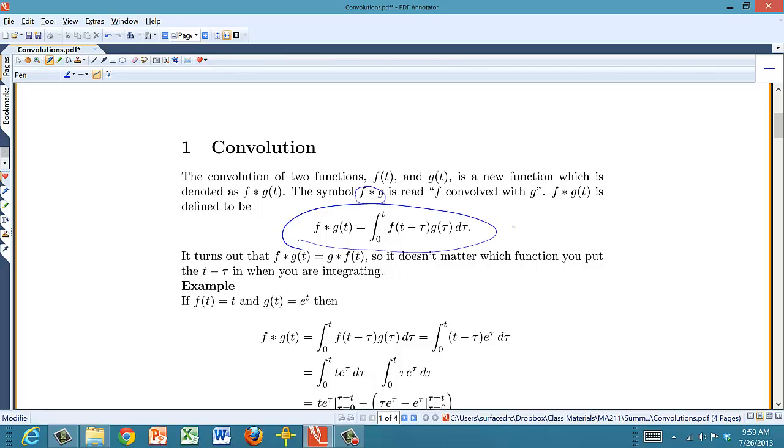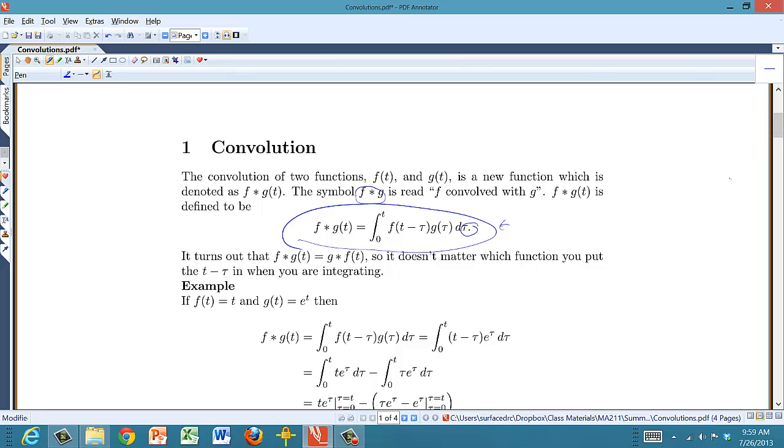And this definition here, again, that's how you calculate the convolution of two functions. So f convolved with g is this integral from 0 to t of f of t minus tau, g of tau, and the integration variable is tau, so you end up with something involving a t. So you start with two functions of t, you end up with a new function of t when you do this.